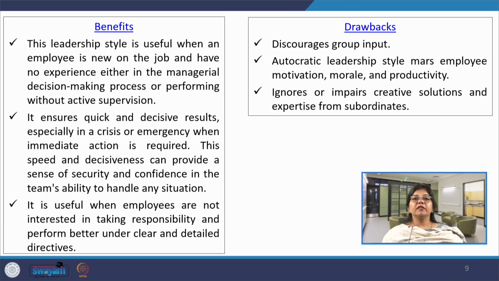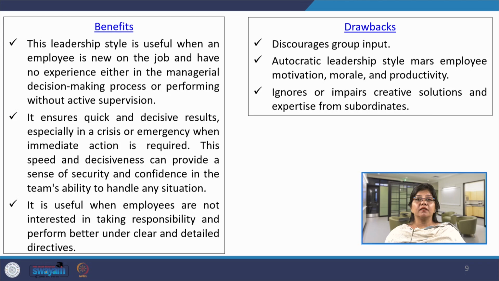The first benefit, which I mentioned just now, is that when the employee is new on the job and has no experience either in the managerial decision making process or in performing without active supervision, then autocratic leadership plays a very important role in meeting the organizational goals. It ensures quick and decisive results, especially in crisis and emergency. When employees are new, or when an emergency has taken place in any organization and a quick decision is required, then the autocratic leadership style plays a very important role in overcoming it. So, it is useful when immediate action is required.